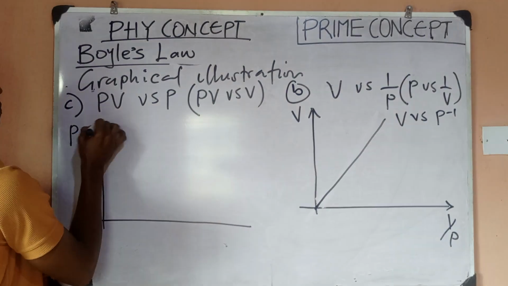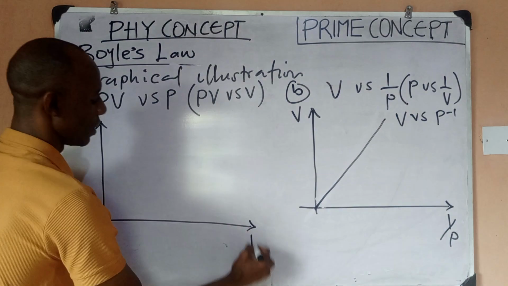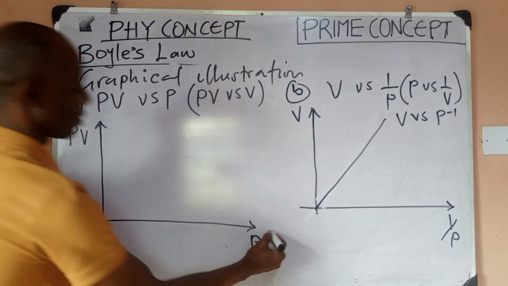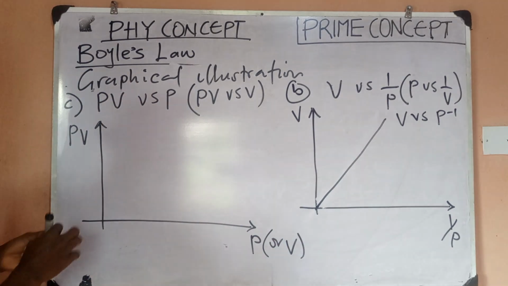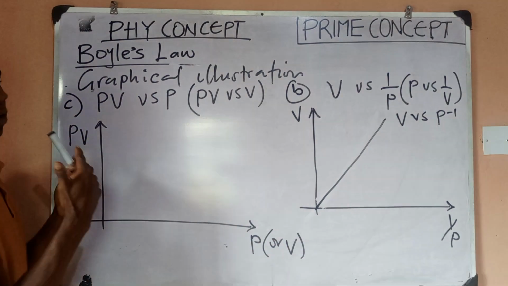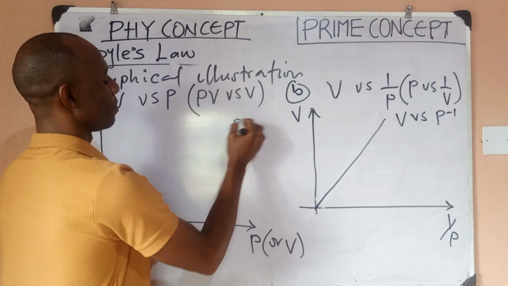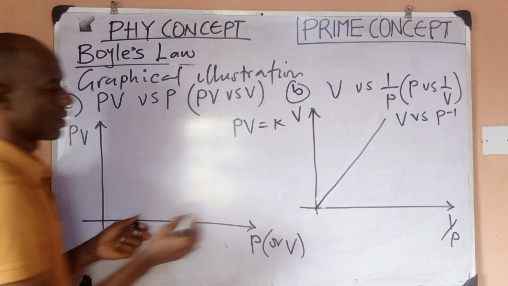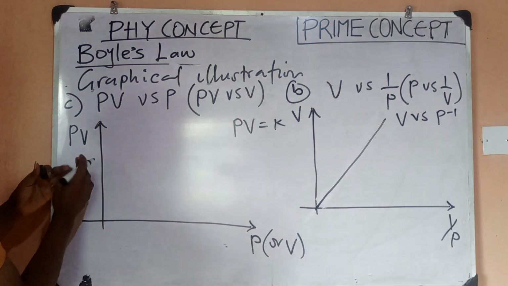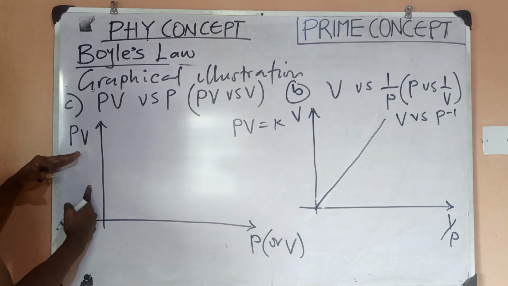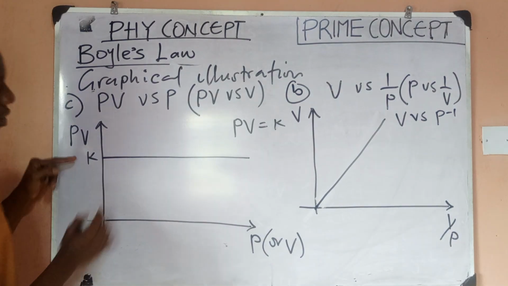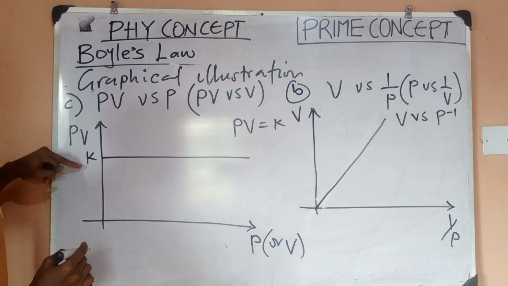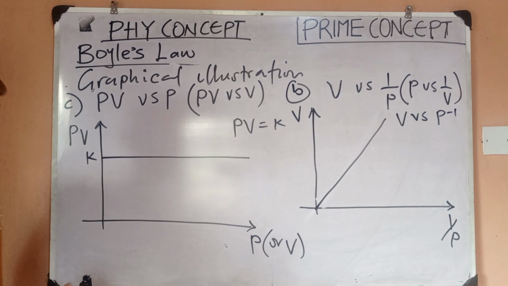This is PV, this is P, right? Or V. So any one of these you have. And when you plot this, remember from Boyle's law, we have that PV is equal to constant. So it means that this graph would maintain a constant value on the PV axis. So it's going to be that constant K. It's going to maintain that constant value K on the PV axis.